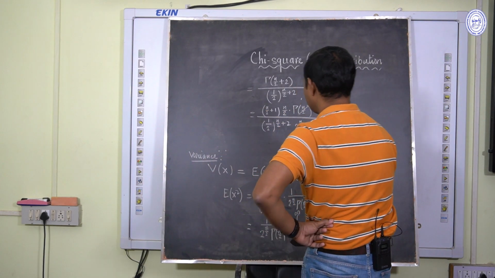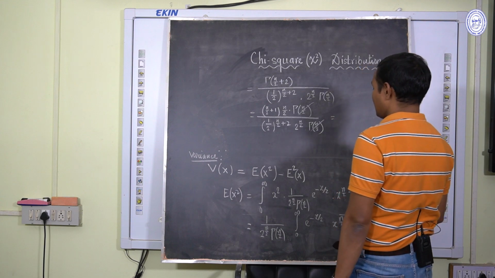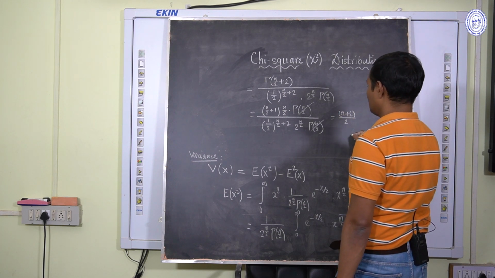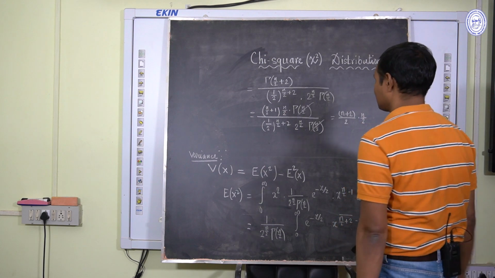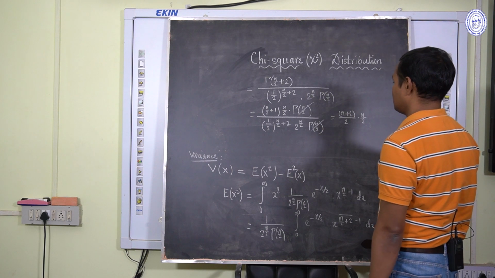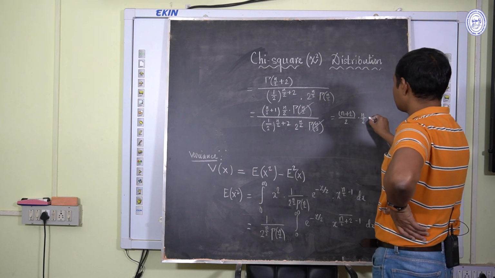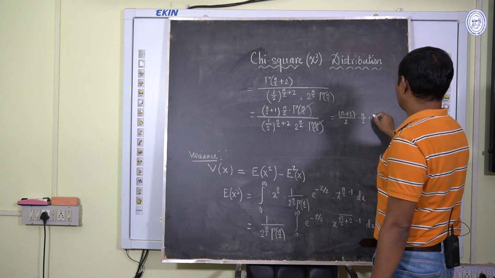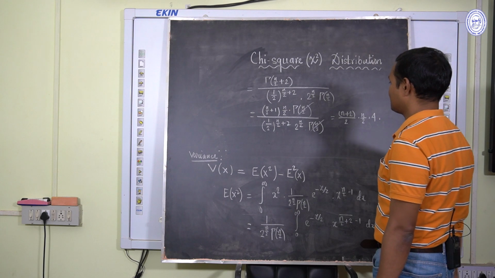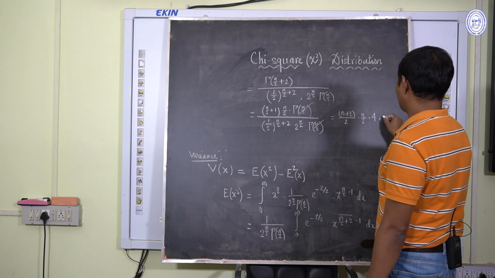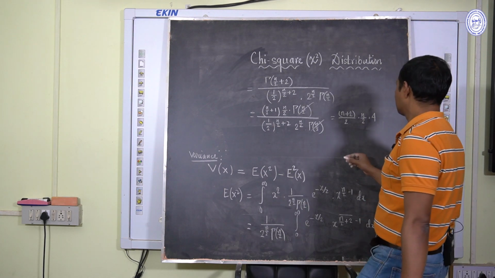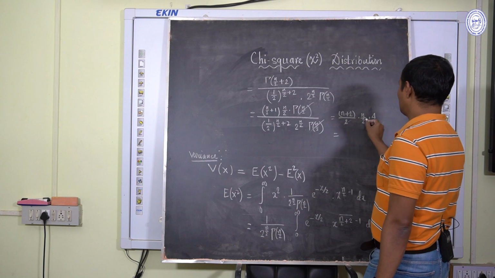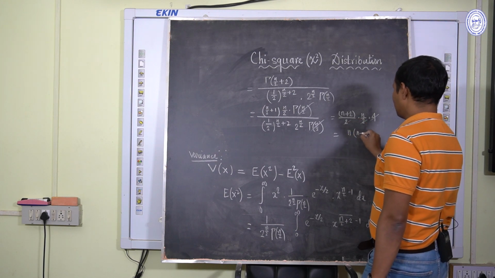Gamma n by 2 cancels. N plus 2 by 2 into n by 2 into 2 to the power 2, that is 4, into 1, equal to 2 into 2, 4 cancels, n into n plus 2.